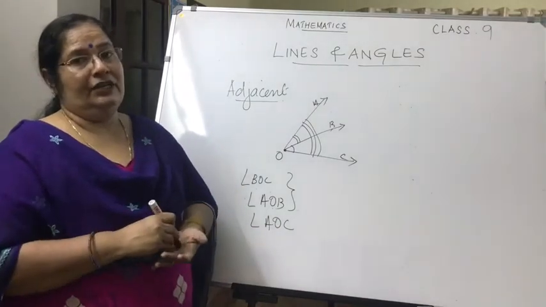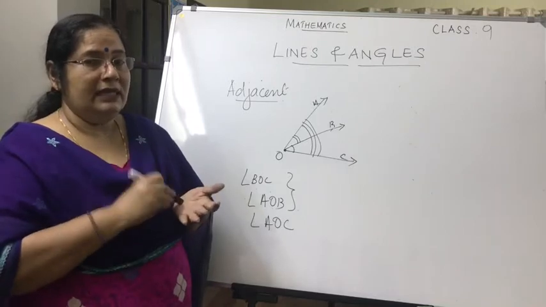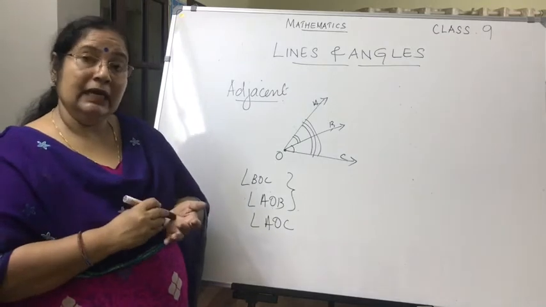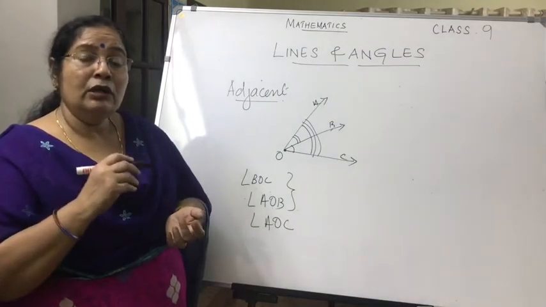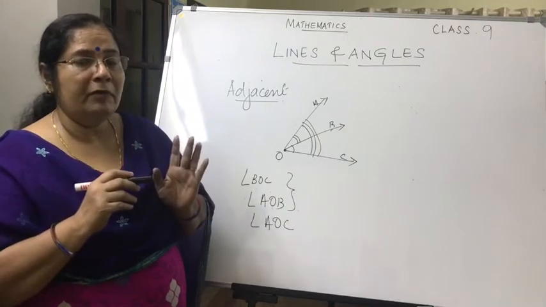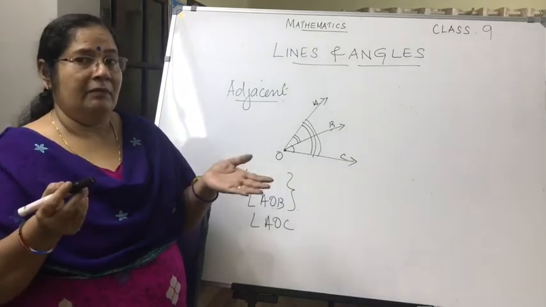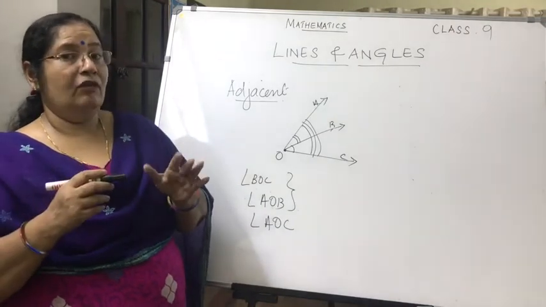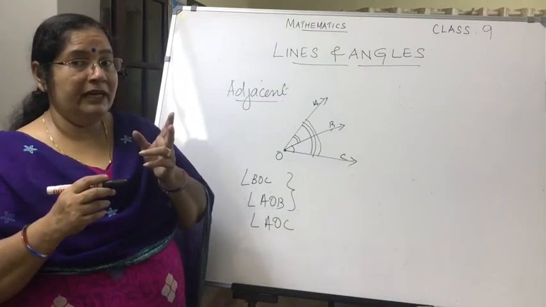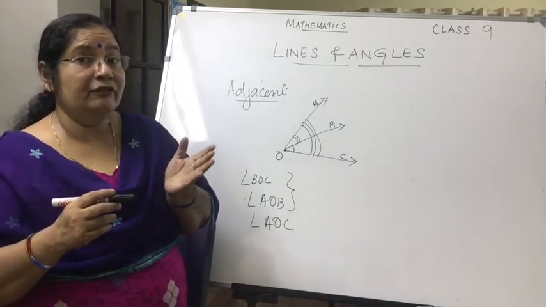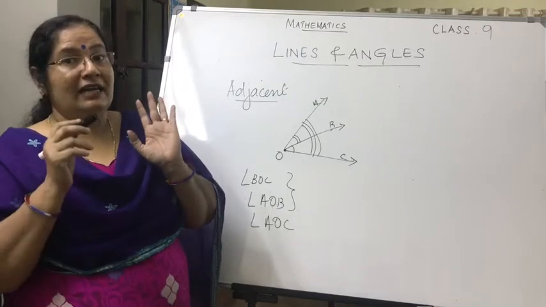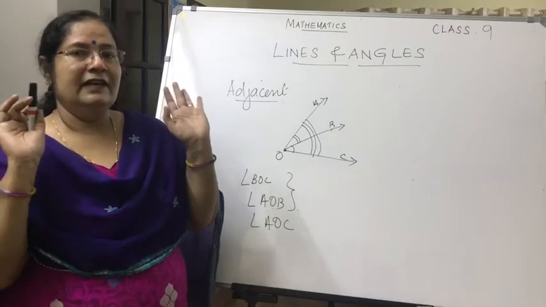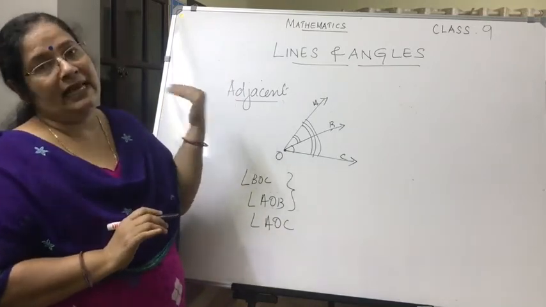Now third condition. So what is the first one? Same vertex. Second, one arm is common for both of them. Third condition, the non-common arms. Non-common means the other arm. One arm is common, one is left. So the other arms of both these angles will be on either side of the common arm. If that condition is satisfied, then we call them adjacent angles.